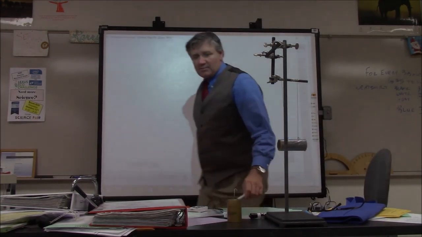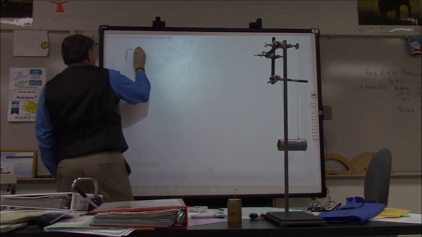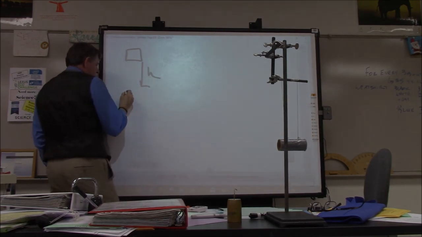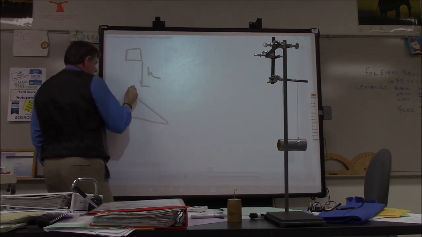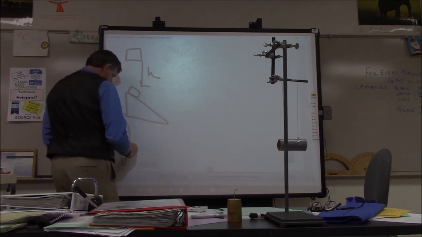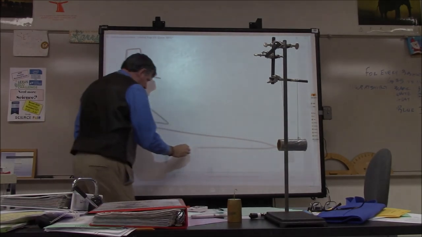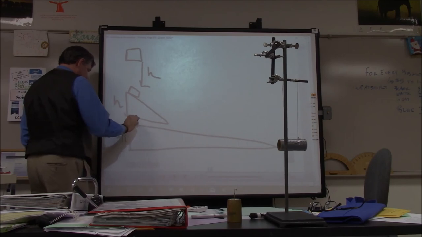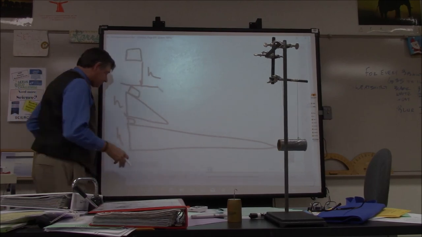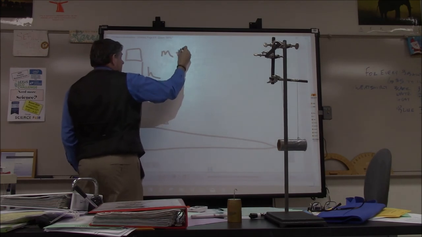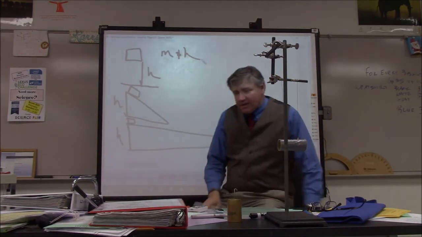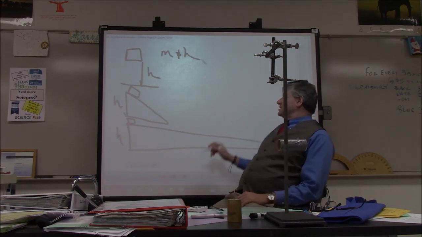So let's just say I'm going to have three different situations. I'm going to have a block, and I'm just going to let it fall a certain height. Situation number two, I'm going to have the exact same height, and we're going to let the block slide down. And then situation number three, we're at the exact same height, but I'm going to have a really, really long ramp. In all three situations, the block is the same height above the ground. So the mass is the same, and h is the same in all three situations. What do all three have in common? The same potential energy, the same U_g, right?